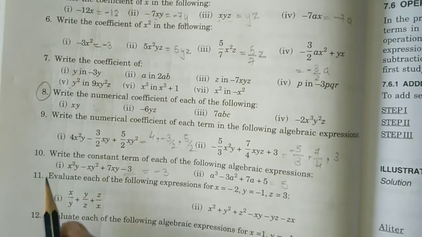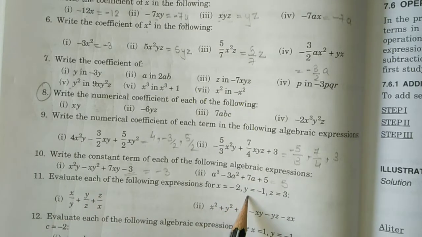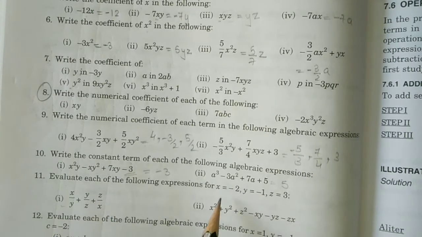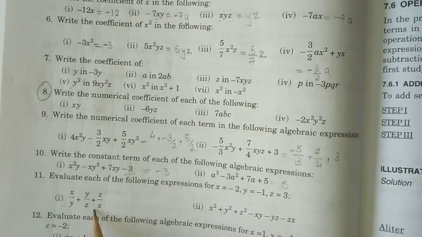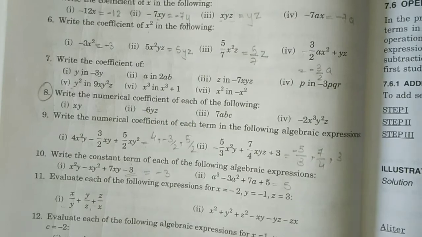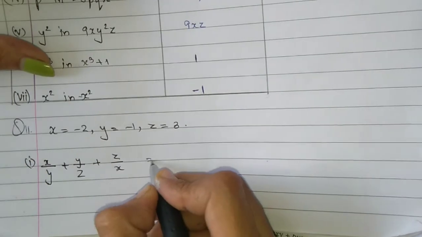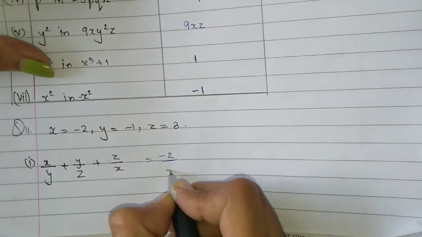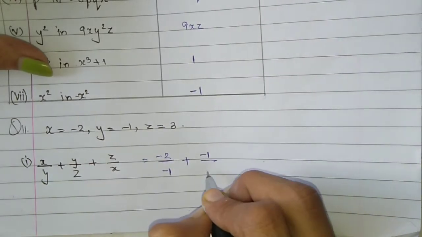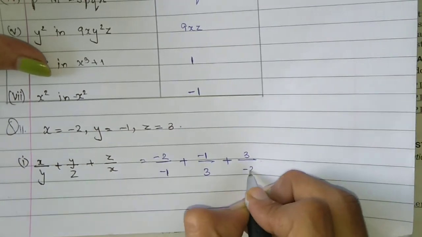Okay, now question number 11, evaluate each of the following expressions for x equal to minus 2, y equal to minus 1 and z equal to 3. Now here we have to just put in the values of x, y and z and find the value of this expression. So let us do that. Instead of x we have to write minus 2, instead of y minus 1, plus y minus 1 upon z is 3, plus z is 3 and x is minus 2.